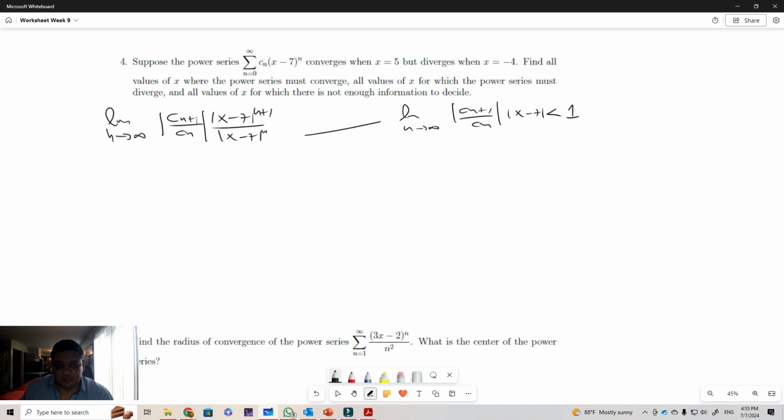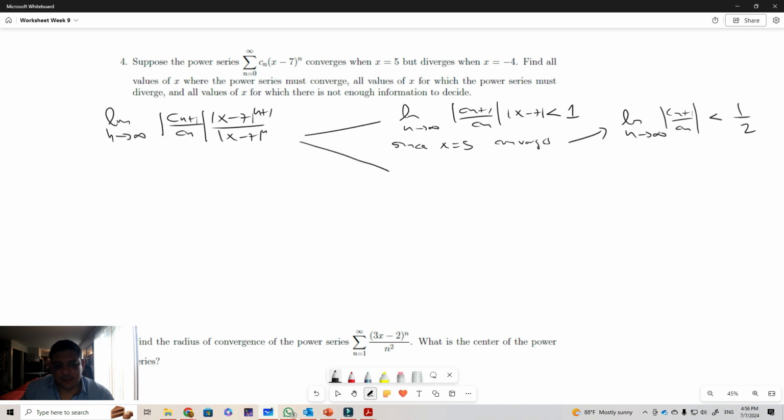Okay, and because we know that it converges when x equals 5, we know that this is part of the numbers that actually fit this condition. So if we do that, then we get the limit when n goes to infinity of Cn plus 1 over Cn. And let me plug in 5. I have 5 minus 7, so it's a minus 2. So I can just say that this limit is less than 1/2, since I'm going to get 2 over here, and I can just move it to the other side.